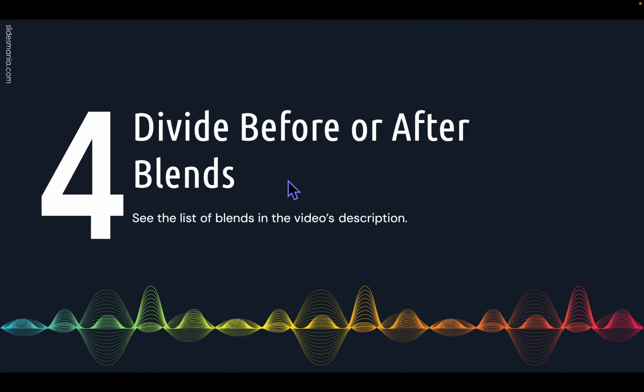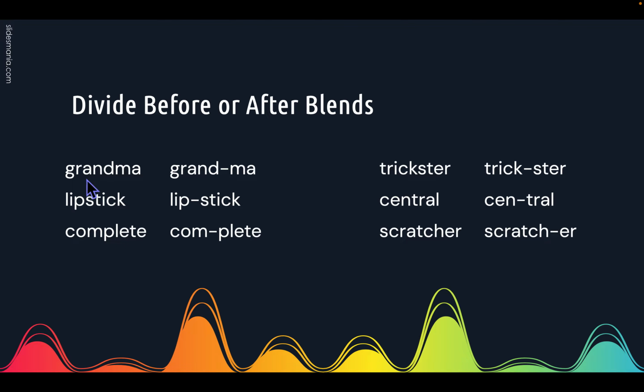Now, for this rule, we are going to divide before or after blends. There's a list of blends in the video's description. So, right here, N and D are a blend. These are 2 letters that are good friends and they want to stay together. So we have 3 consonants here. So you might wonder, do I split here or do I split here? Well, N and D are glued together. They stay together, so we split here to have grandma. C and K stay together, and S and T are a blend that stay together. So we split right here to get trickster.